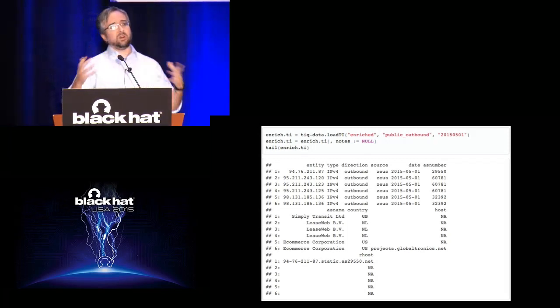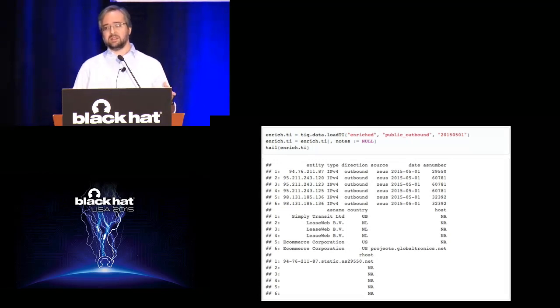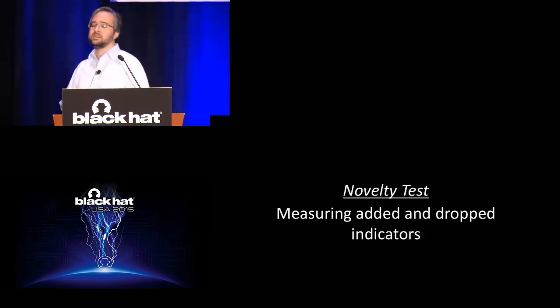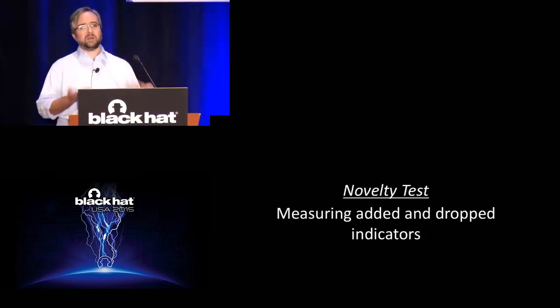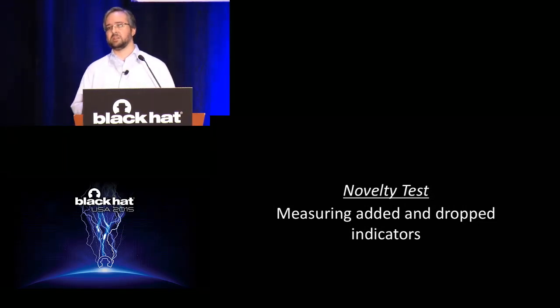So these are the raw data sets. This is how the data is presented there, right? And we're doing some experiments and tests with this. The first one is the novelty test, which is something that everybody should be concerned with when they are ingesting some sort of threat intelligence feed.